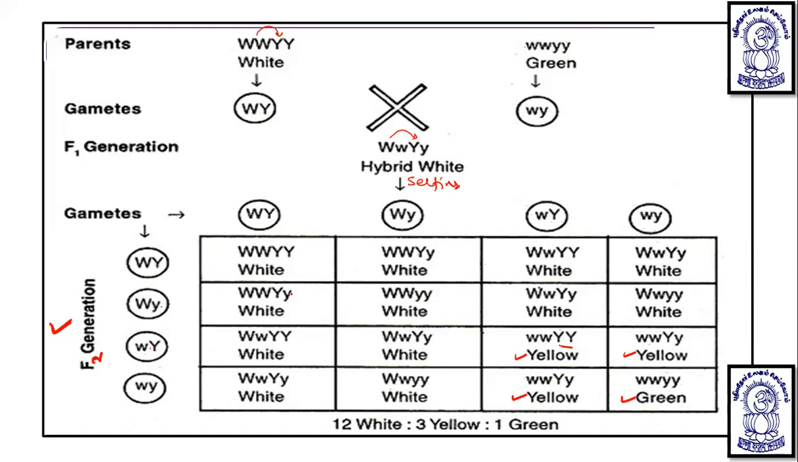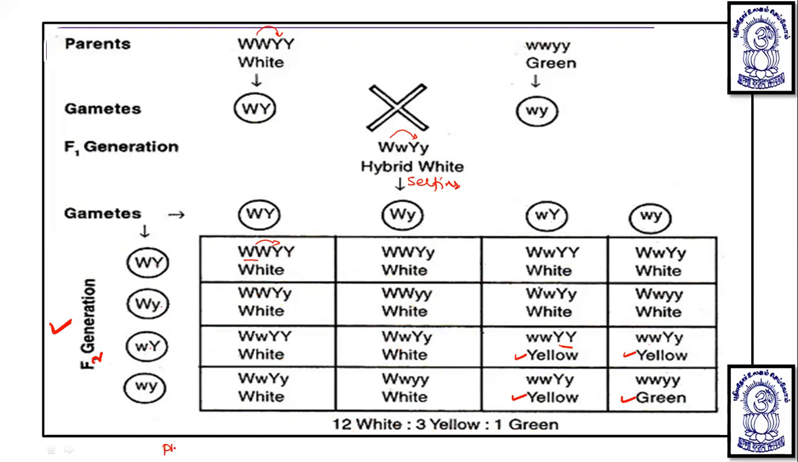But along with the Y gene, either capital Y or small y, when the W gene comes, that is going to suppress the Y, because it masks the effect of capital Y or small y. So these all are going to be white. Why? Because the W gene is dominant in front. Because of this, the W gene in its dominant form suppresses the expression of the Y gene, and it is known as dominant epistasis. And here 12 white are produced, 3 yellow are produced, and 1 green is produced.